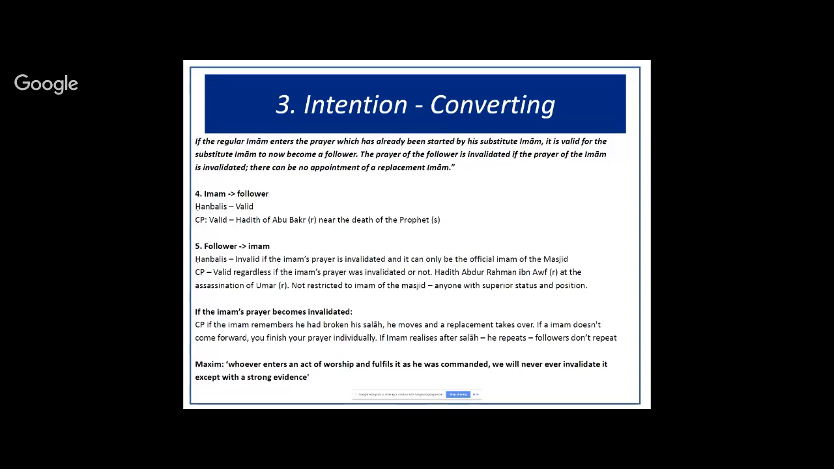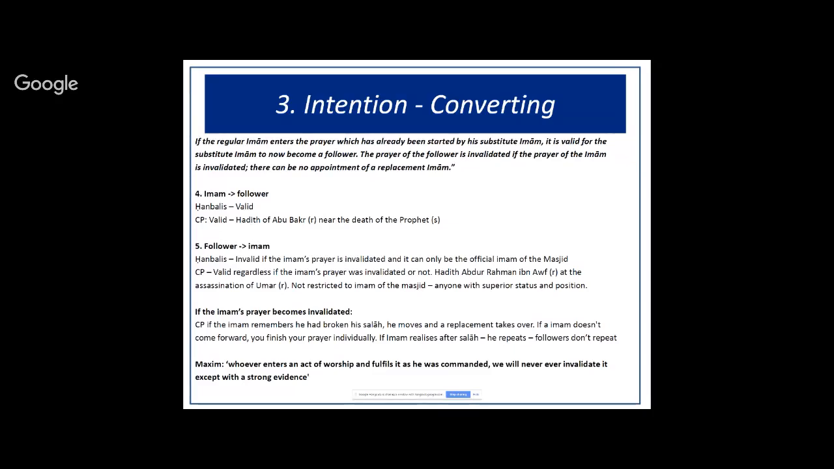The Hanbalis say this can only be for the imam of the masjid. We say as a class position, it can apply to anyone who has that superior status and position in Sharia. If the imam's prayer becomes invalidated, how do we handle this? The class position is that if the imam remembers that he had broken his salah, if he realizes that his salah has become invalidated, maybe he passed wind in the salah, he knows, okay, salah is now broken. He moves and the replacement takes over.